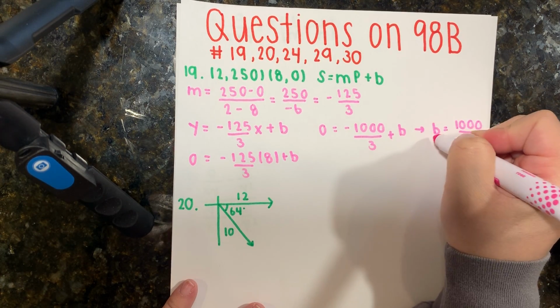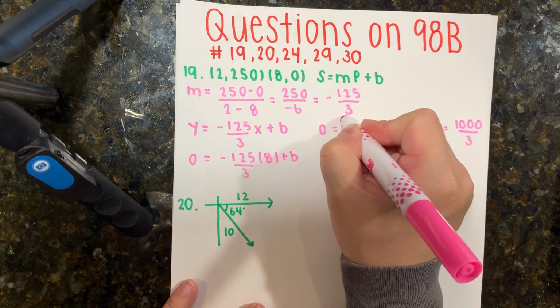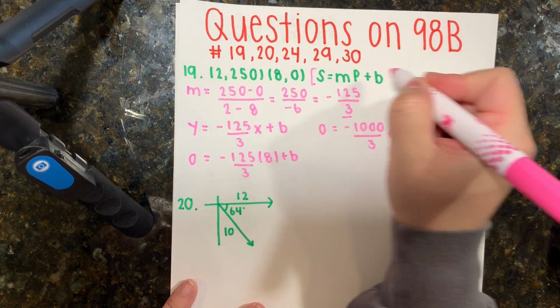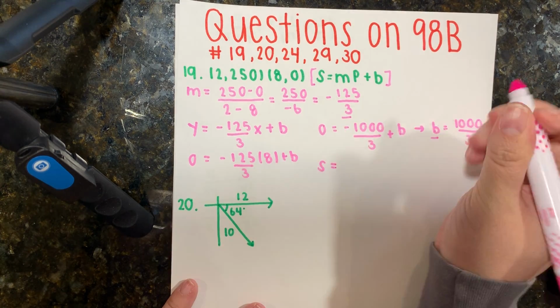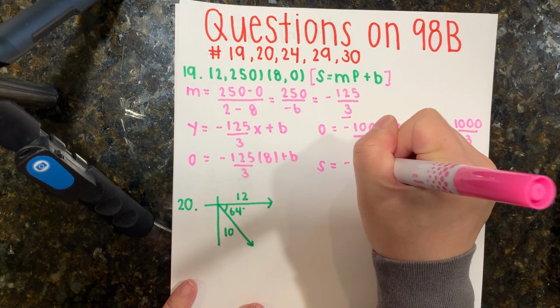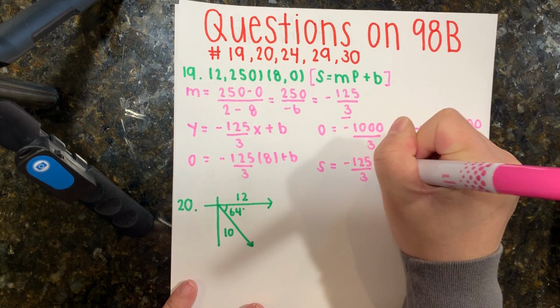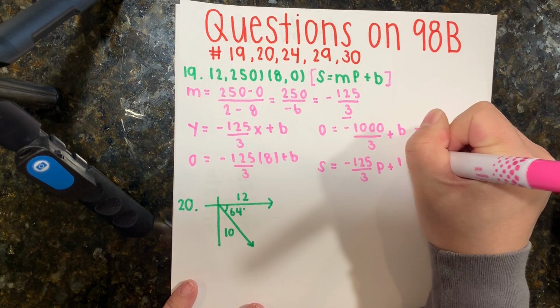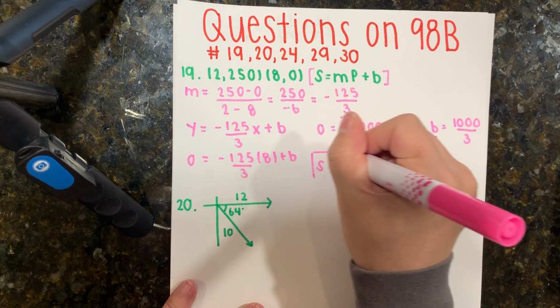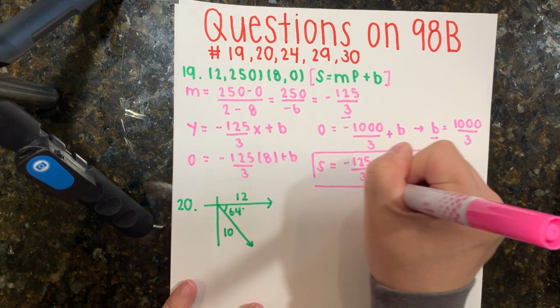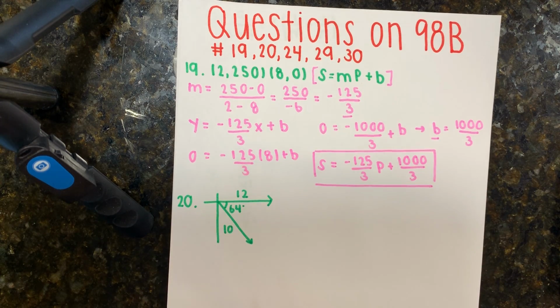Now I have my b here and I have my m here, and I'm going to plug that into the equation that they've given me, which will give me s is equal to -125 over 3 p plus 1,000 over 3. And you could put that in decimal numbers if you wanted to. Your answer is going to vary a little bit from the answer key just because they're going to give an exact line and ours is just an approximated line.